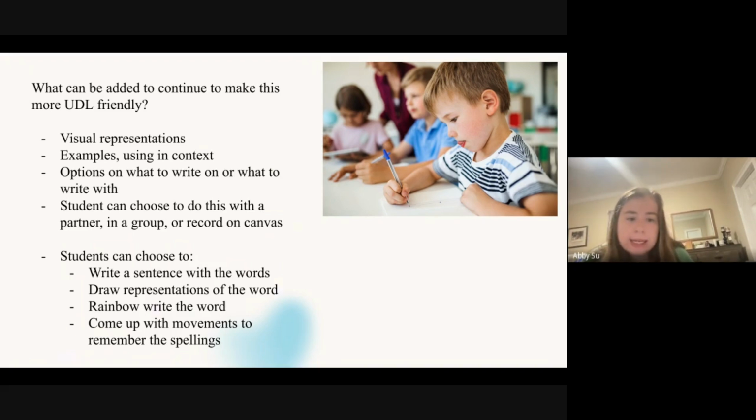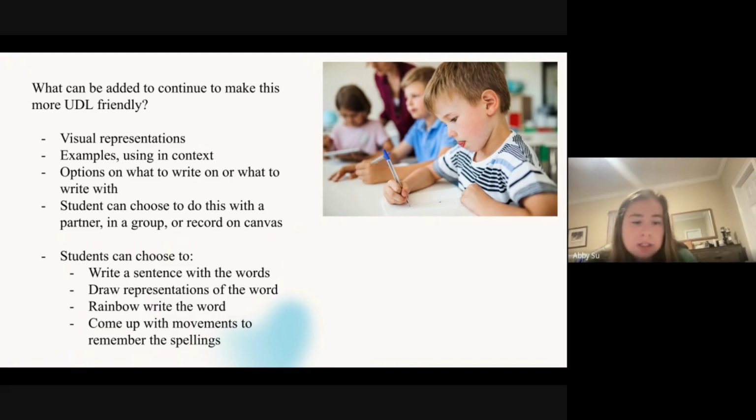The next thing is giving them options on what they write on or what they want to write with. If they even want to write it, if they just want to stick with tracing it or writing it in the air, I think that is fine. I don't think it is necessary for you to incorporate all of them if that's going to take away from the actual learning and the learning goal, which is for them to practice the tricky words.